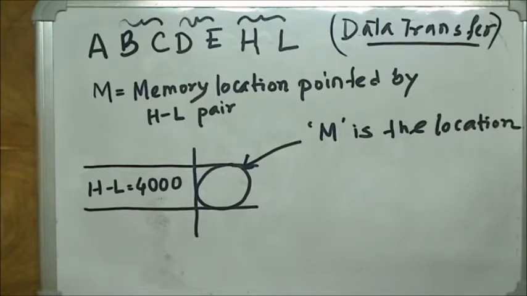So today's topic is the data transfer group of instructions of 8085. Now all of you know the instruction set of 8085 is divided into 5 groups. The first group is data transfer. In the data transfer group there are 16 instructions.